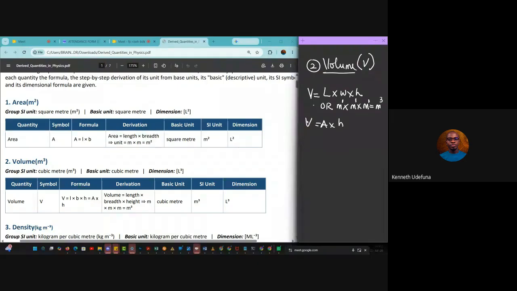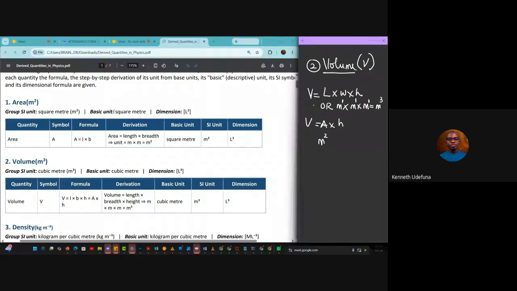So you see that this formula for length is a combination of derived quantity and fundamental quantity. But let's go back to this now. What is the SI unit of area? Remember, the SI unit of area, we measured it initially. The SI unit of area is meter squared, or square meter.